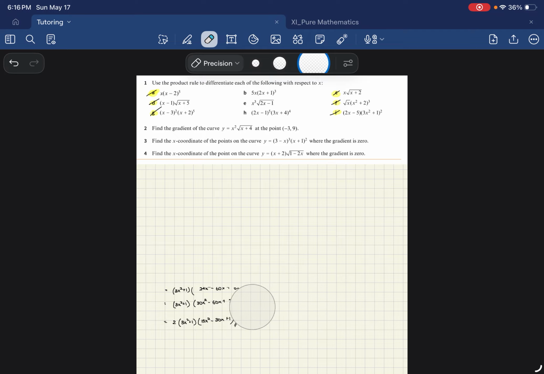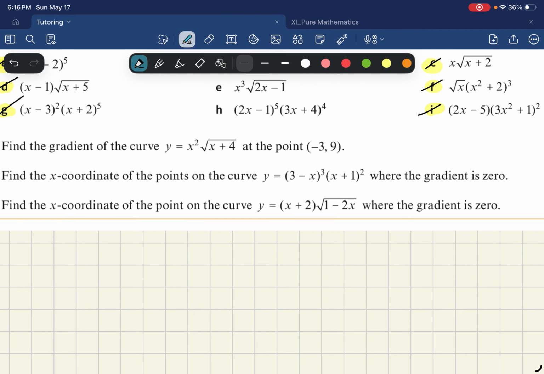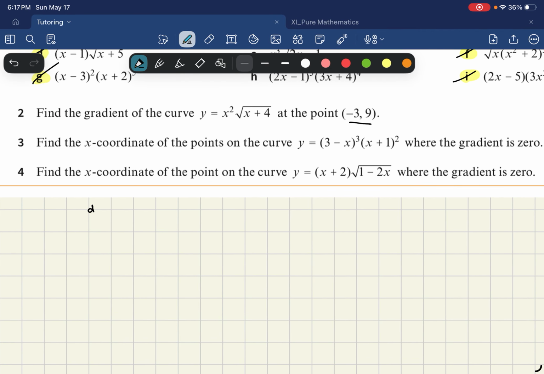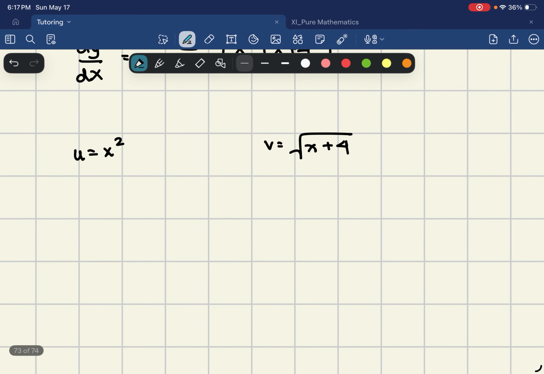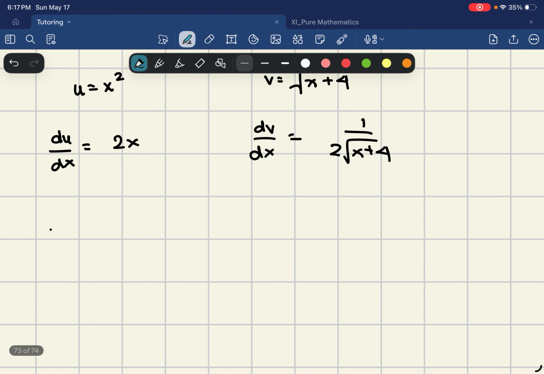Alright, so let's do question 2. Find the gradient of the curve at this point. So basically, you want to find dy by dx, which is going to be d by dx of x squared times the square root of x plus 4. So pick a u, pick a v, and you can switch the order. It doesn't matter which one you pick as u and which one as v. So du by dx is 2x, dv by dx, and I gave you the formula, is 1 over 2 square root of x plus 4.